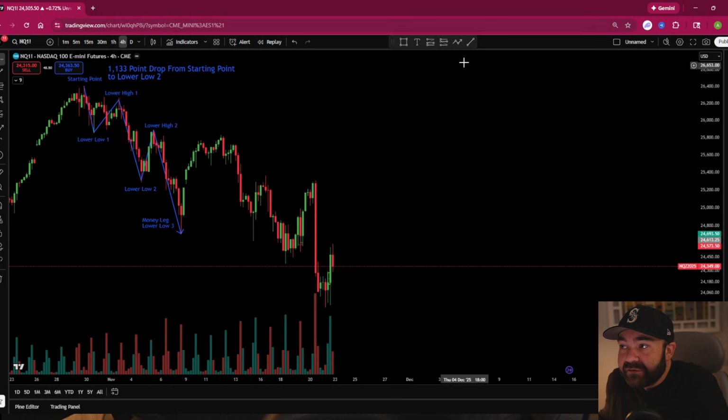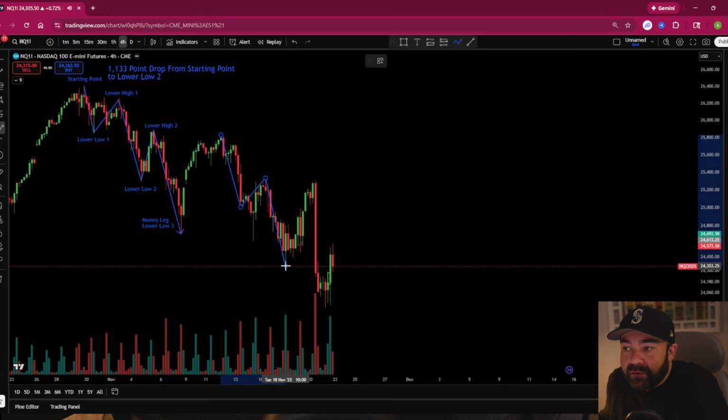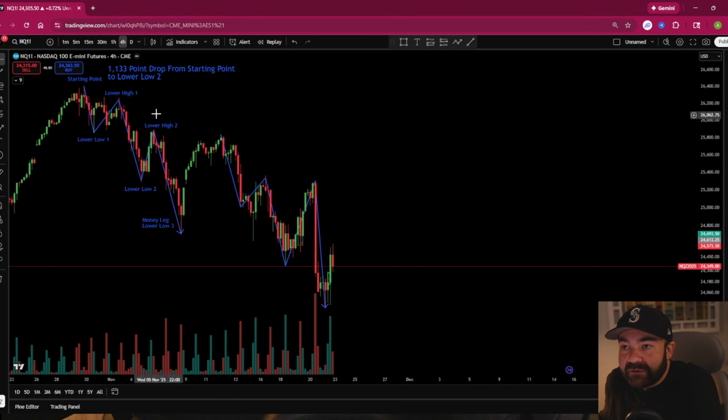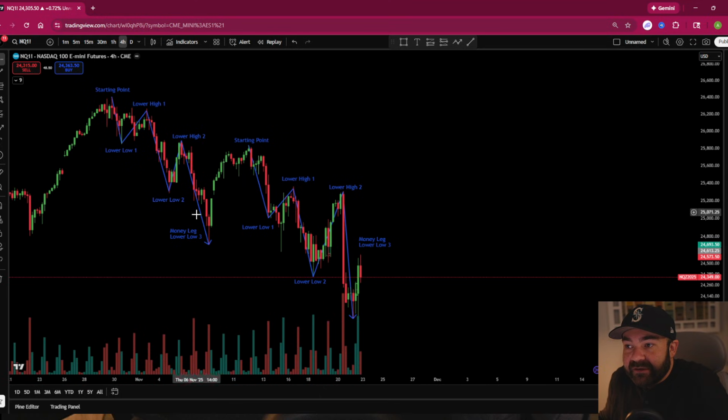When you understand this structure and that patterns repeat themselves, you start here at the top, your starting point, lower low, lower high, lower low two, lower high two, and then here's your money leg. So let's label this as such, so you can see this exact same pattern. We had this movement up and some bullish movement here. It consolidated, and then this exact pattern started again.